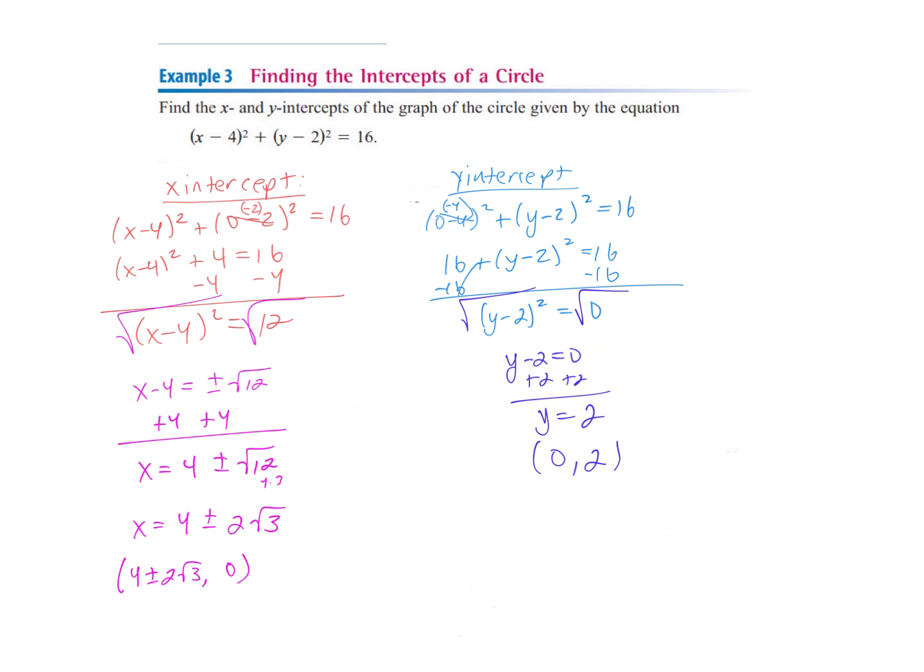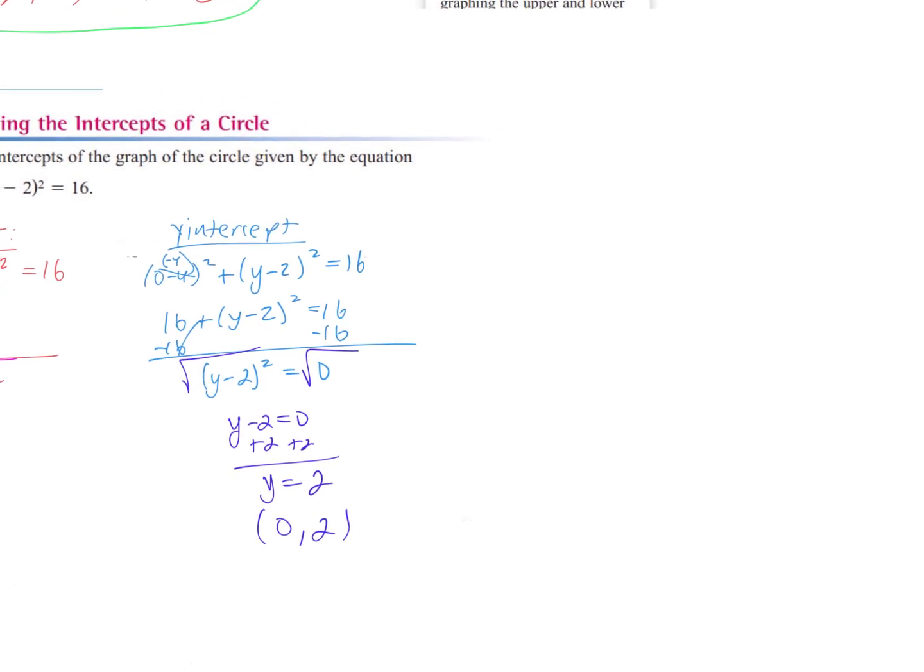What would happen, guys, if you did all this work and you came out to, just say, (x plus 3) squared equals negative 5? If I took the square root of both sides, what do you notice about that? It's impossible. It's imaginary. So what would that tell you about that intercept? There would be none. That is a possibility, that it doesn't cross the x or y axis.